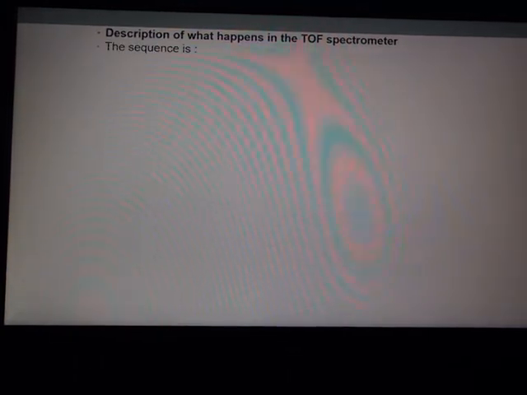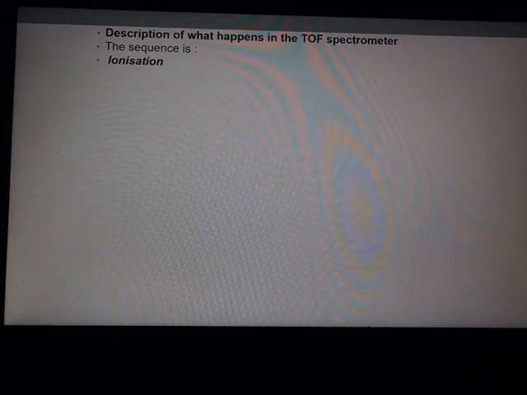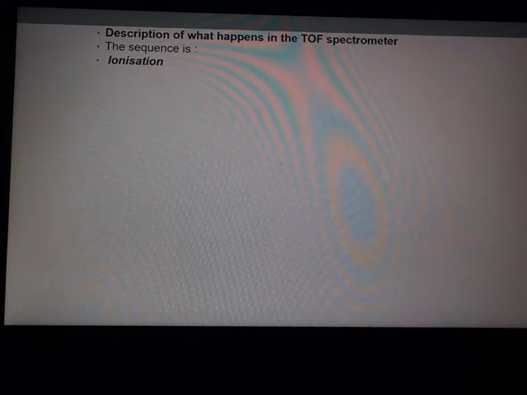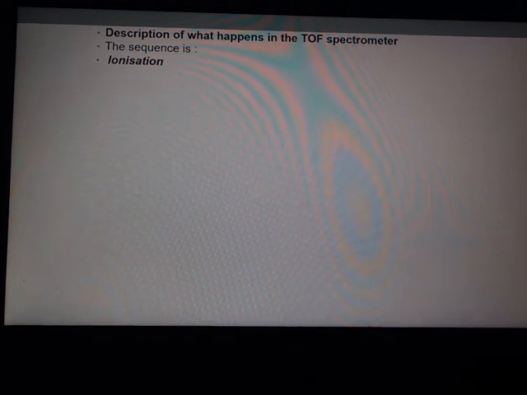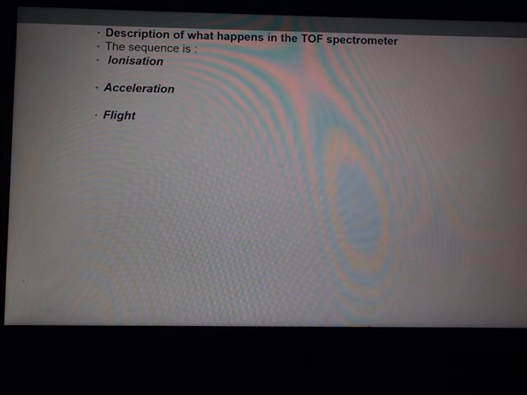So there are 4 stages to a mass spectrometer, and the type of mass spectrometer that I will describe is called a time-of-flight mass spectrometer, so TOF. Okay, so there are 4 main parts to describing how a TOF mass spectrometer works: ionization, followed by acceleration, flight or path, and detection.